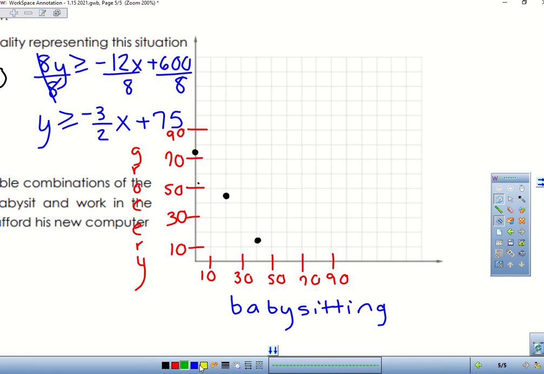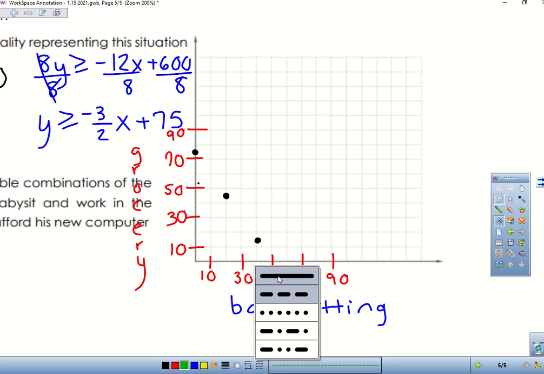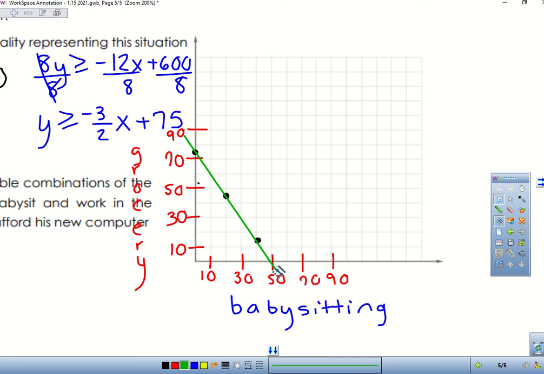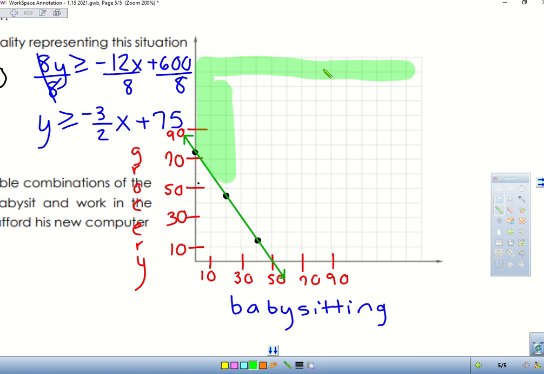And is this going to be solid or dashed? Solid. Good. And am I going to shade above or below? Above. So as long as he works in any of these, any point in this green area, he'll have enough money, right?